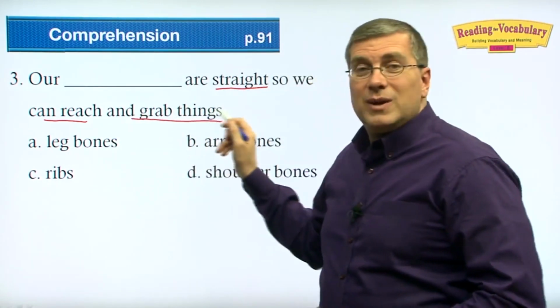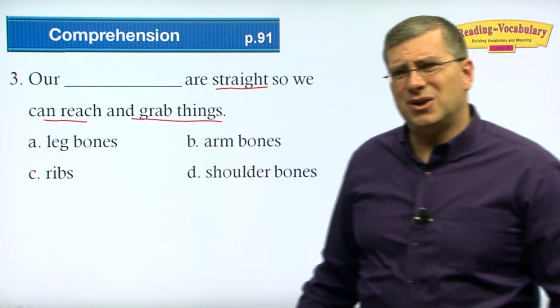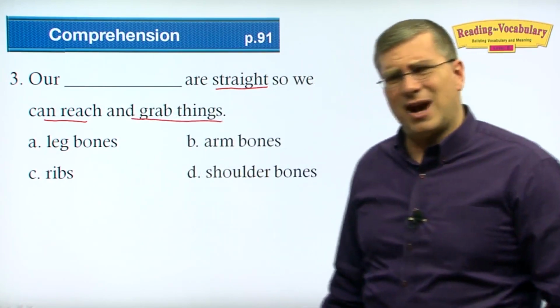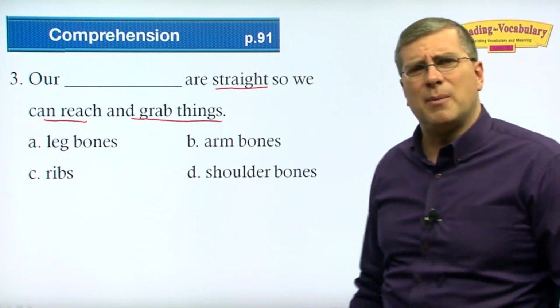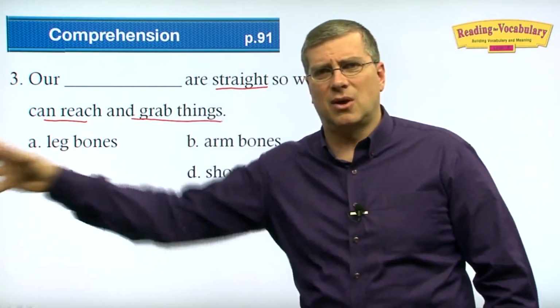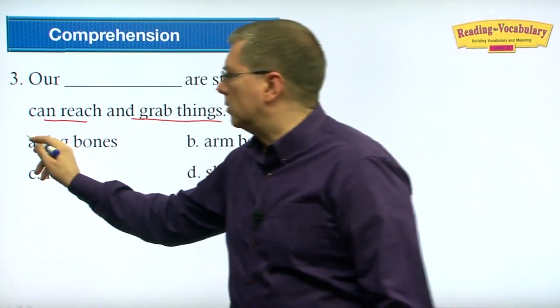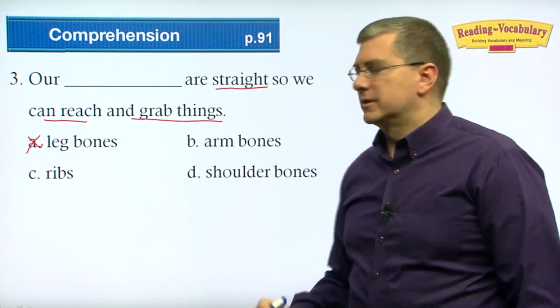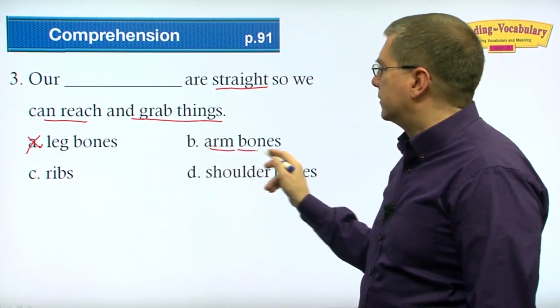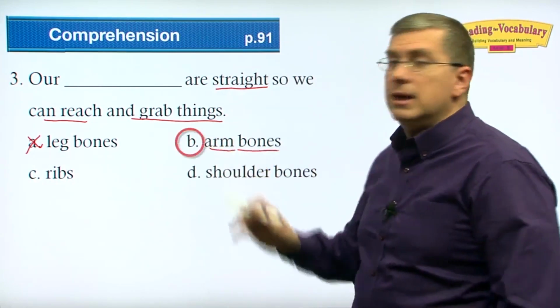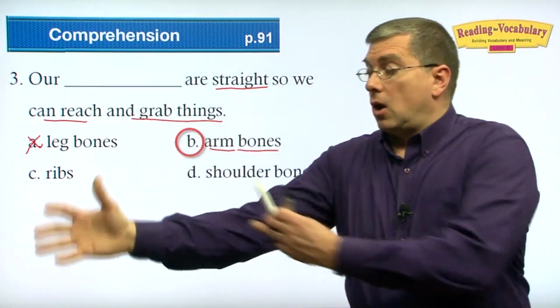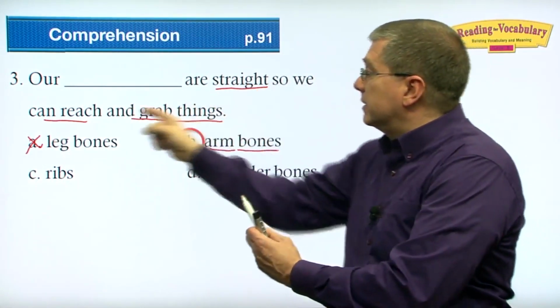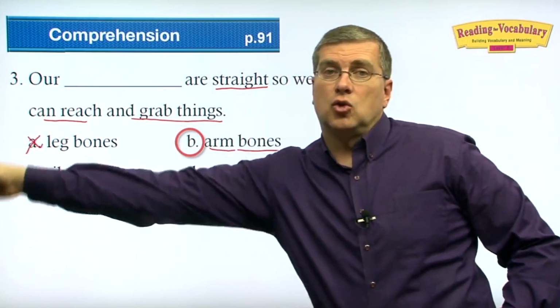Yeah, leg bones are straight, so we can reach and grab things. Well, do we normally use our leg bones to grab things? Do you grab things with your foot? You probably drop them. It's easier to grab things with your arm, right? So it's not our leg bones. B, arm bones. Well, that's the answer right there, right? We use our arm, and our arm bones are straight so that we can reach and grab things.